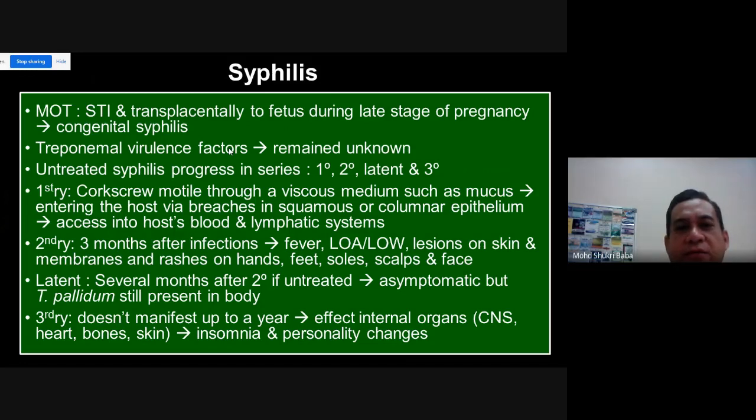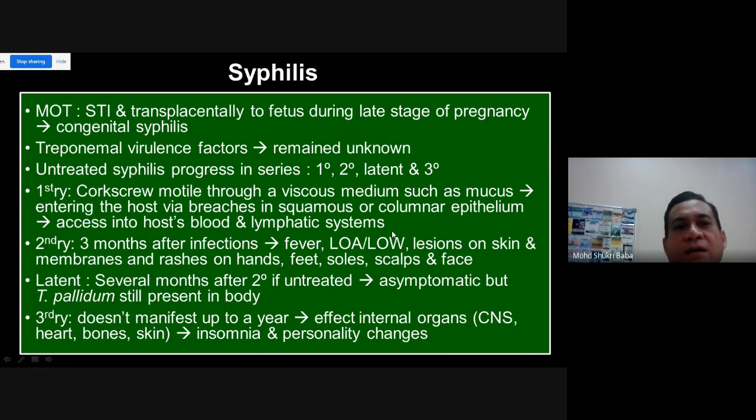Untreated syphilis progresses in stages. If syphilis is not treated as early as possible, or the treatment is not proper, the progress of syphilis can be divided into four stages: primary, secondary, latent, and tertiary. First is the primary stage. The bacteria corkscrew through viscous media such as mucus and enter the host via breaches in squamous or columnar epithelium, and then gain access into the host blood and lymphatic system.